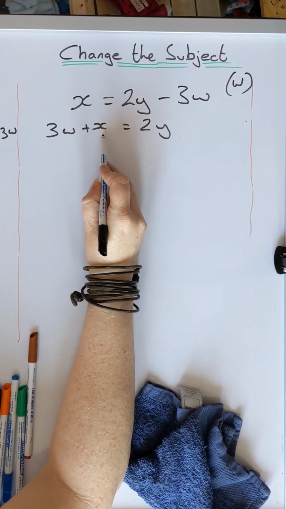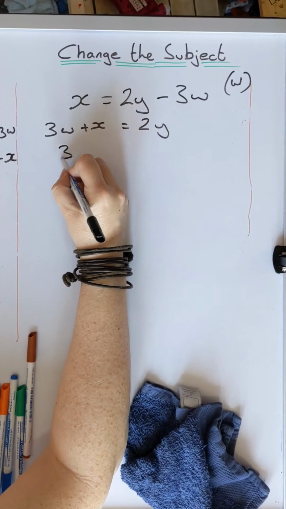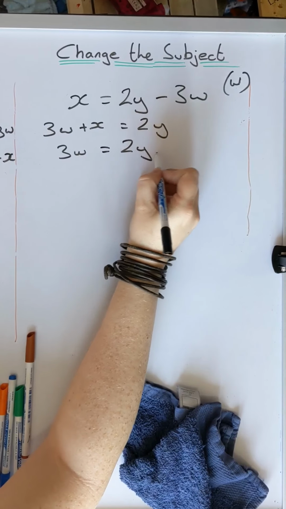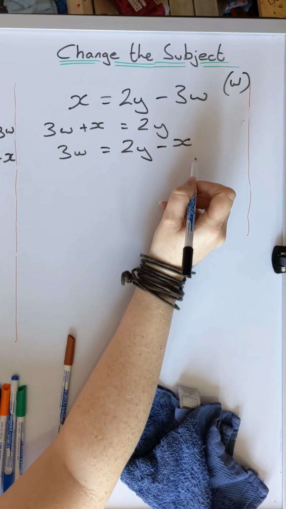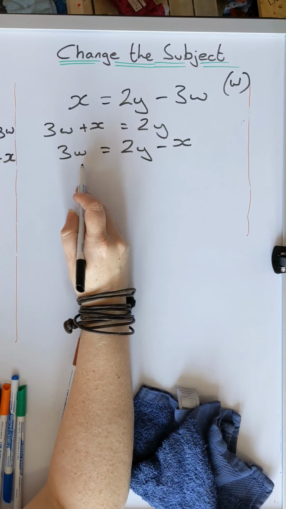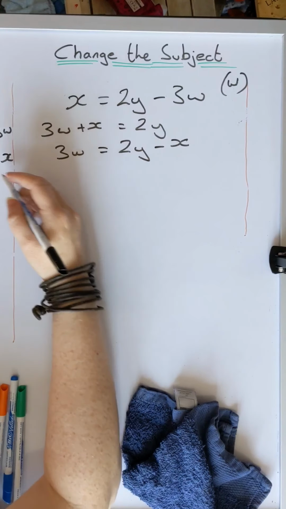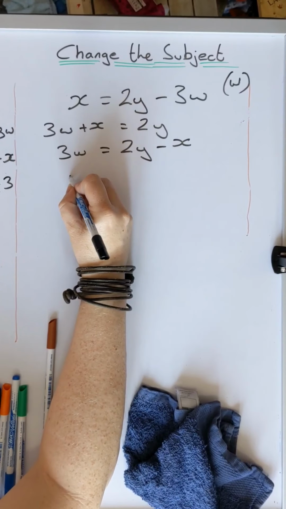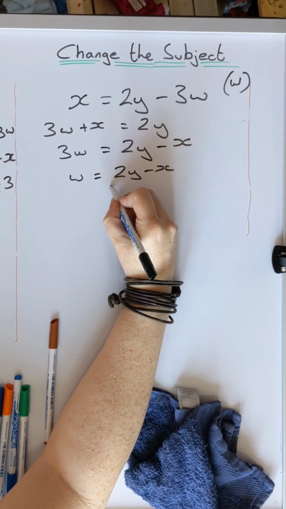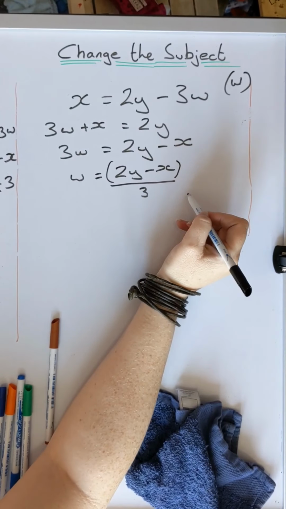Now I need to get rid of this x. So I'm going to take it away from both sides, giving me 3w equals 2y minus x. My next step, I have the multiplier here on the w. So that's 3 times w. I need to divide both sides by 3, giving me w equals 2y minus x all over 3. Now you can put these in brackets if you want to.